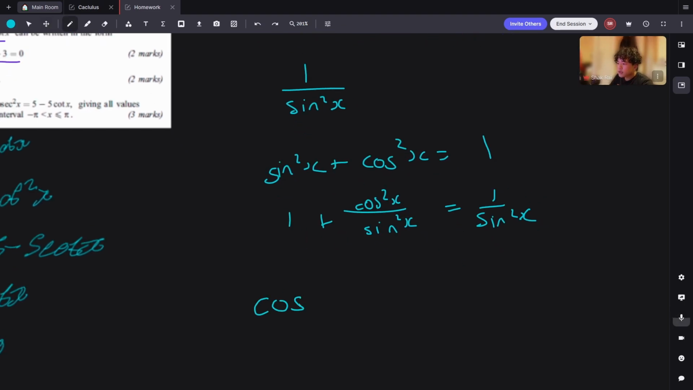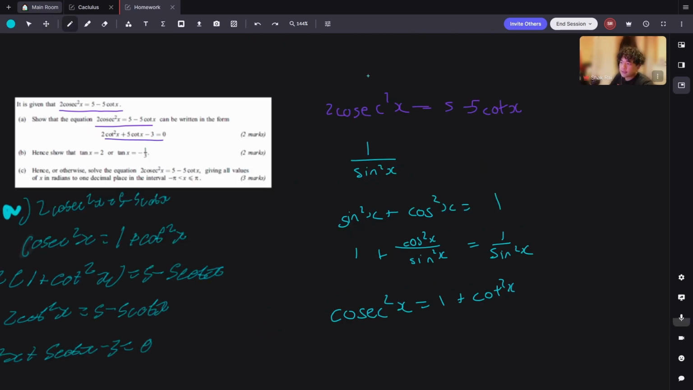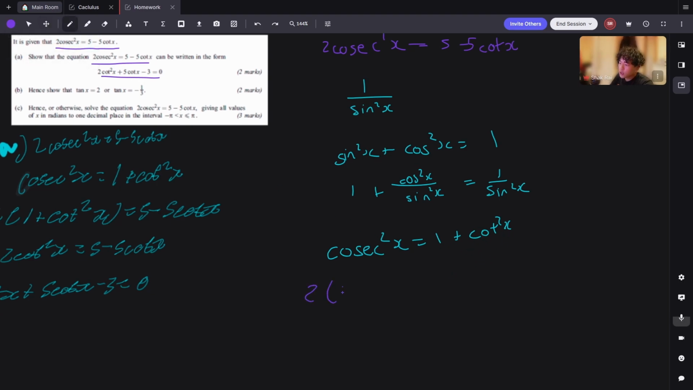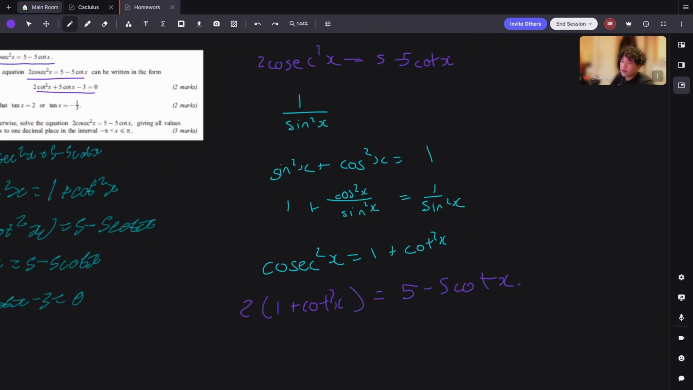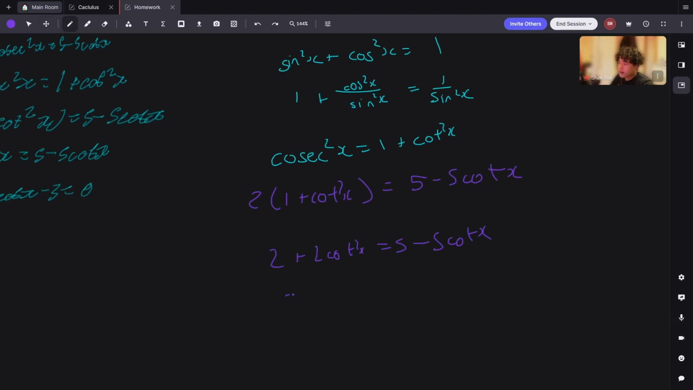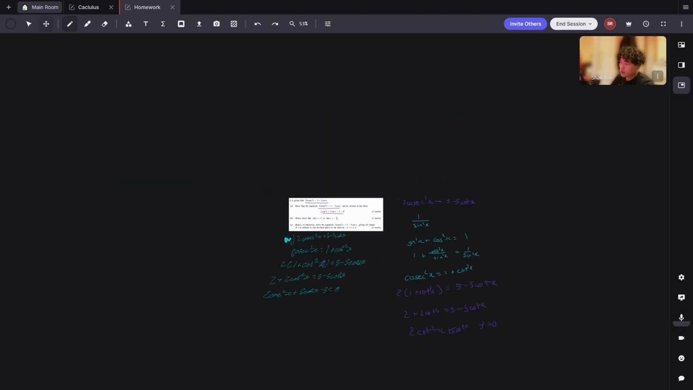And so we can say cosec squared x equals 1 plus cos squared x over sine squared x, which is actually just 1 over tan squared x, so you can just say cot squared x. Now that we have this identity, 2 cosec squared x is equal to 2 lots of this: 2 times 1 plus cot squared x equals 5 minus 5 cot x. Now it's just a matter of expanding this out. So 2 plus 2 cot squared x equals 5 minus 5 cot x, and so 2 cot squared x plus 5 cot x, and then 2 minus 5 equals minus 3, equals 0.